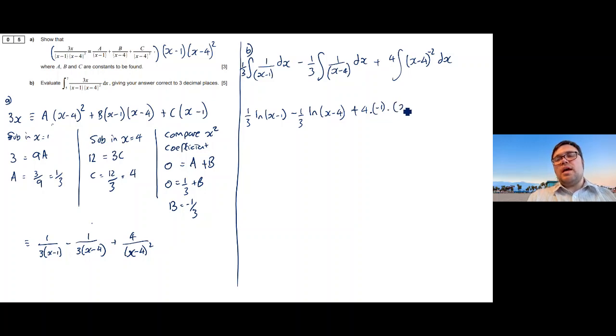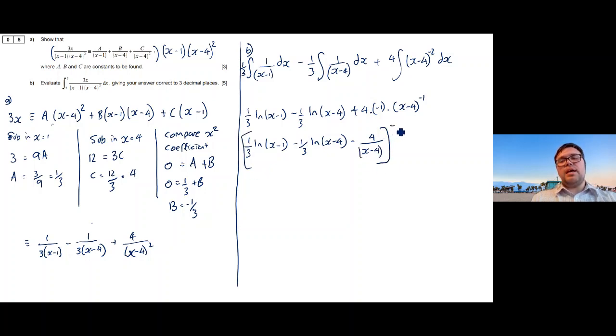Times then (x minus 4) to the power of minus 1. We needed to have a look inside the bracket, which is x minus 4. If we were to differentiate that, it would go to 1, so it's not affecting us. So then we have 1/3 ln(x minus 1) minus 1/3 ln(x minus 4), and then that's going to be minus 4/(x minus 4).